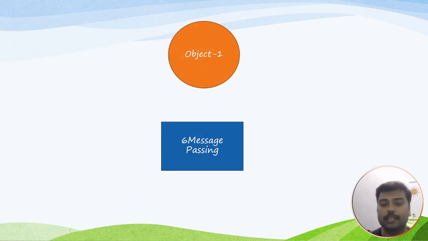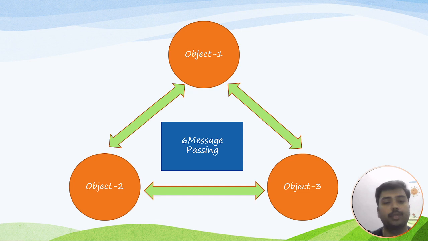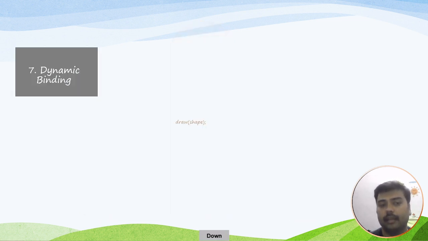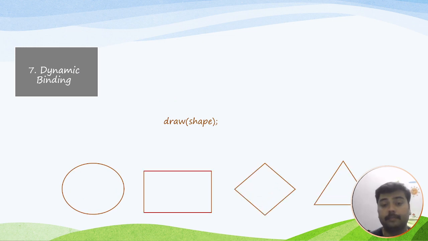Then message passing is nothing but communicating between classes, and we can communicate between classes by using objects. That is message passing. And at the end, dynamic binding, which means binding at runtime. Suppose in a class you are calling the name of a particular student, and maybe multiple students have the same name. Which student will be called depends on the situation at runtime.